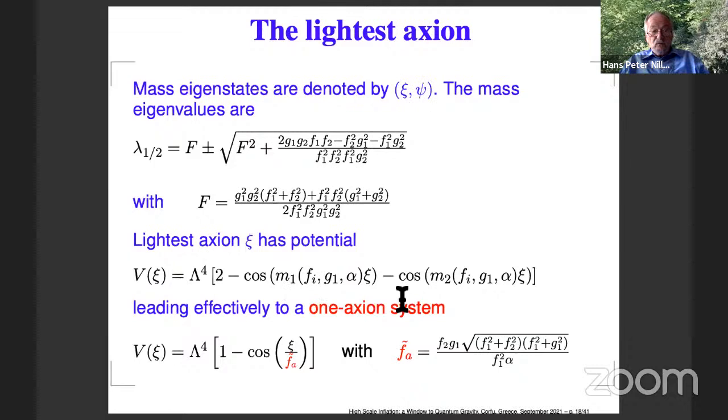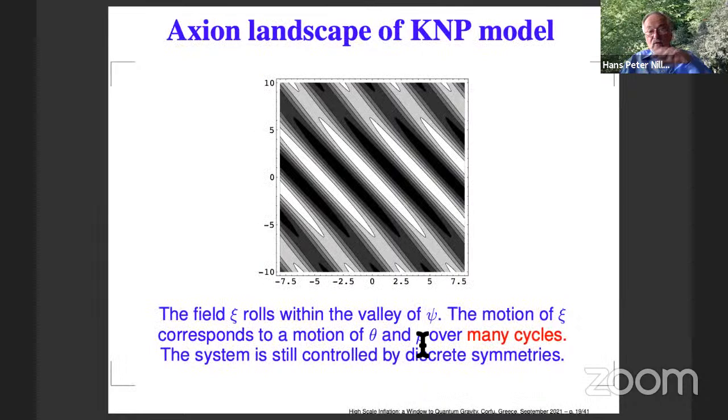And when you go to enough alignment, you will again have a potential with the aligned axion. It looks like a one axion system in first approximation, where F A tilde now is the aligned axion scale. So when you look at the potential from above, it will look like that. You will have this flat direction and the prolonged axion valley where you can get these super Planckian values.